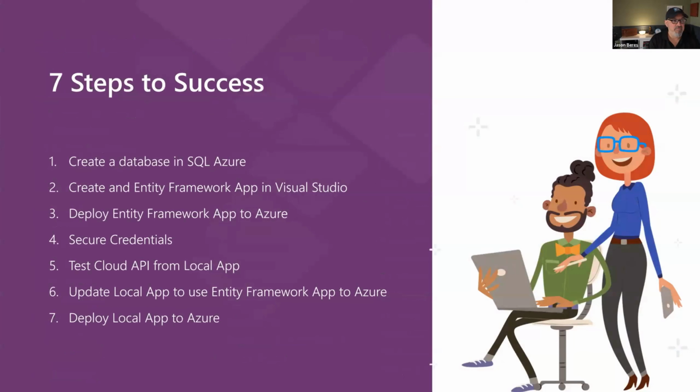So today for the demo, we have 7 steps to success. First, we're going to look at creating a database in SQL Azure. We're going to create an Entity Framework app in Visual Studio. We're going to deploy this to Azure. We're going to secure credentials with Azure Key Vault. We're going to test this locally and then from the cloud. Then we're going to build an app in App Builder to consume that web API. And then we're going to deploy that application over to Azure.